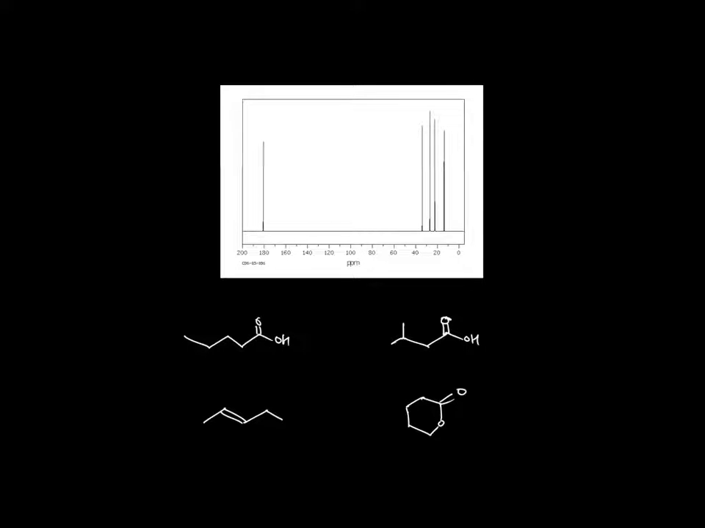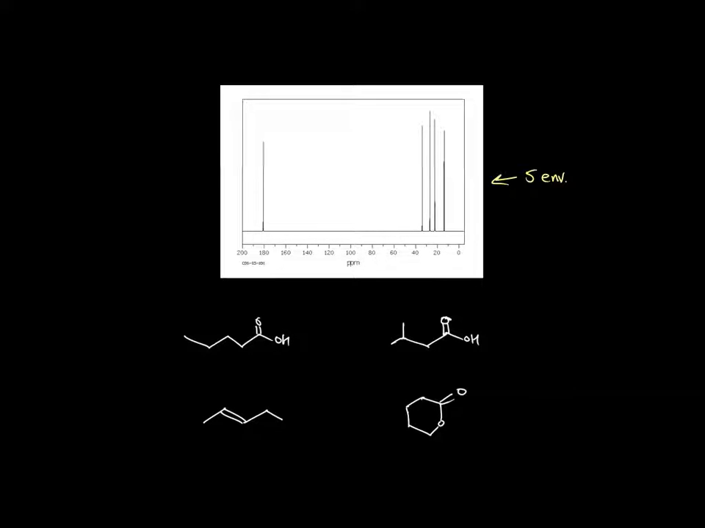So the very first thing I would do when trying to see which of these possibilities in terms of molecules matches that NMR is to go through and count the number of environments. It's the simplest thing to do. So in the NMR itself, we have 5 environments. And that's as simple as counting the number of peaks.